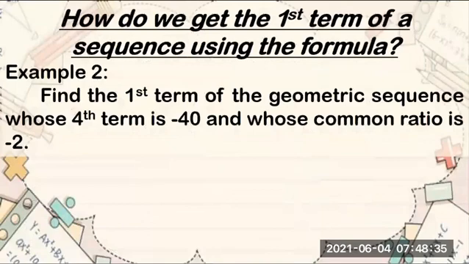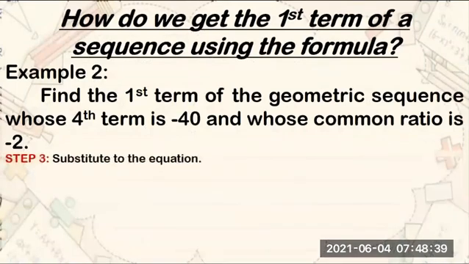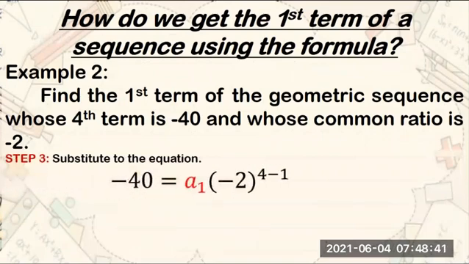Now, using those given, substitute na natin siya sa ating formula for our step number 3. And it will give us negative 40 is equal to a sub 1 times negative 2 raised to 4 minus 1. So, saan galing yung negative 40? Kasi siya yung ating a sub n. And then our a sub 1 is unknown. Our common ratio is negative 2. Our n is 4 kasi ang negative 40 ay pang-apat na term, minus 1.